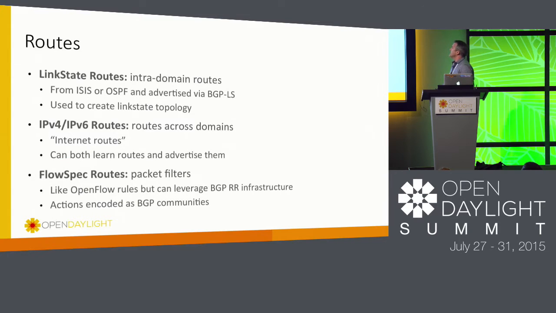So the routes, I guess, the three basic classes of routes in OpenDaylight today, and this isn't to say we can't have more address families. We could add VPN routes and that sort of thing. I think somebody was already looking at that. Link state is where we started. Link state routes you're getting from your IGP, so from ISIS or OSPF. What you do is distribute those into BGP link state, then the router will advertise those to OpenDaylight, which generates a topology. With V4 and V6, effectively that's internet routes, and we can learn them and advertise them. And then flow spec is something where we're actually pushing routes into the system, really as an OpenFlow equivalent, using BGP communities for that.